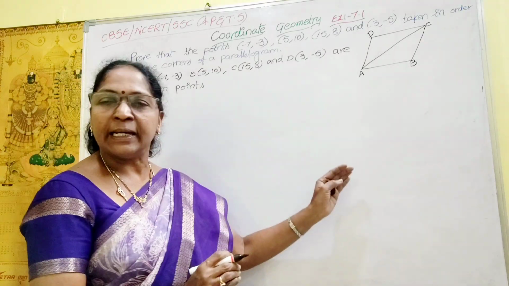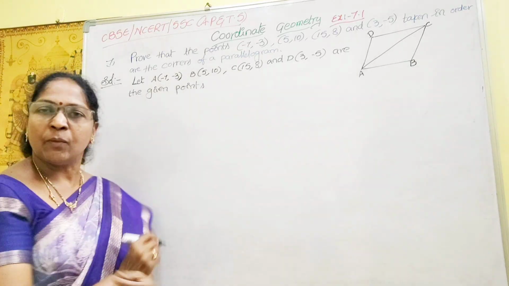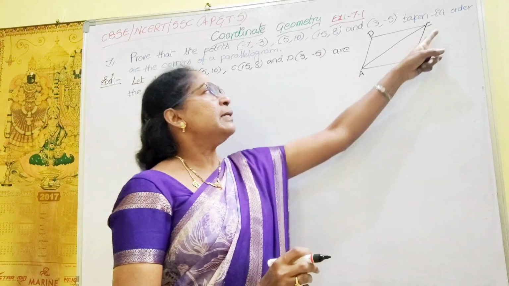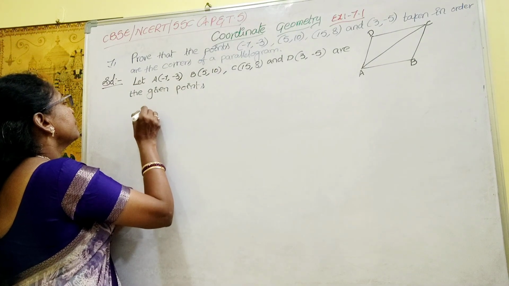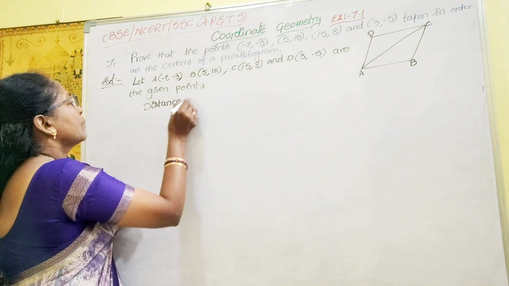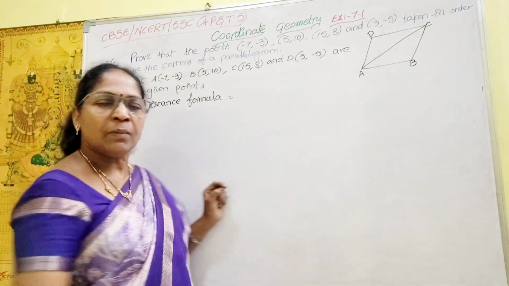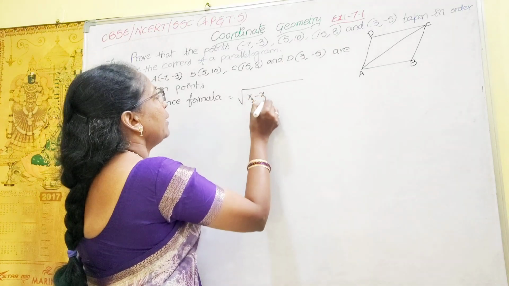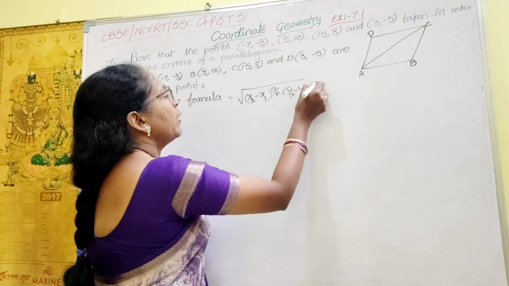So just check it once. How can you find out? See here, let A, B, C and D be the given points. Now you have to find the distances AB, BC, CD and DA. Here we use the distance formula. What is the distance formula? Square root of x2 minus x1 whole square plus y2 minus y1 whole square.